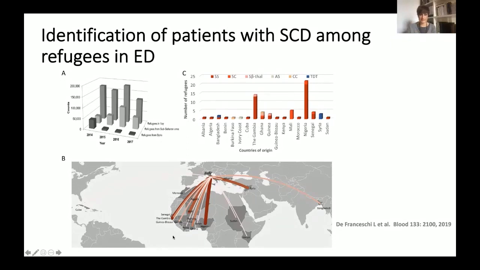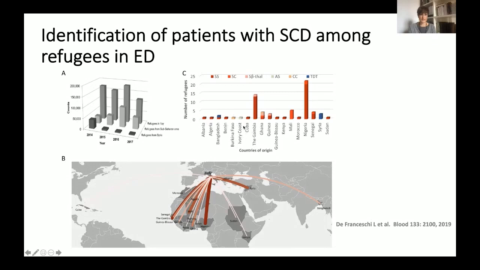And here is an example of a study we carried out in Italy, due to the fact that we are one of the countries that are largely exposed to refugee fluxes. And you can see here, it was a study carried out between 2014 and 2017, and we identified a huge number of refugee patients with sickle cell disease arriving at the emergency department.